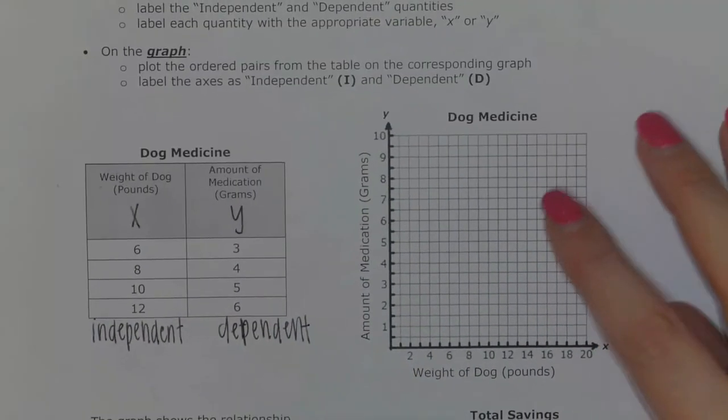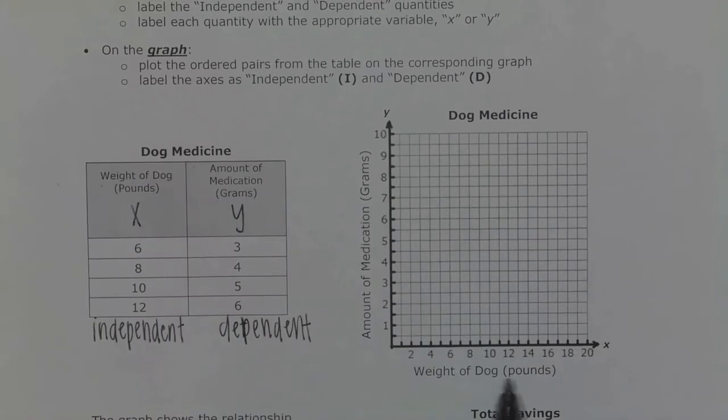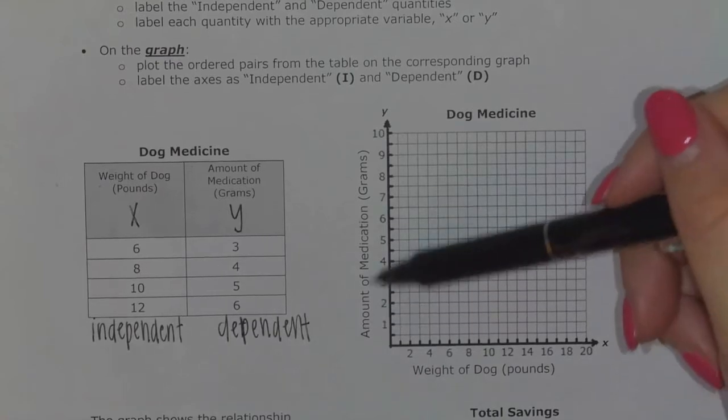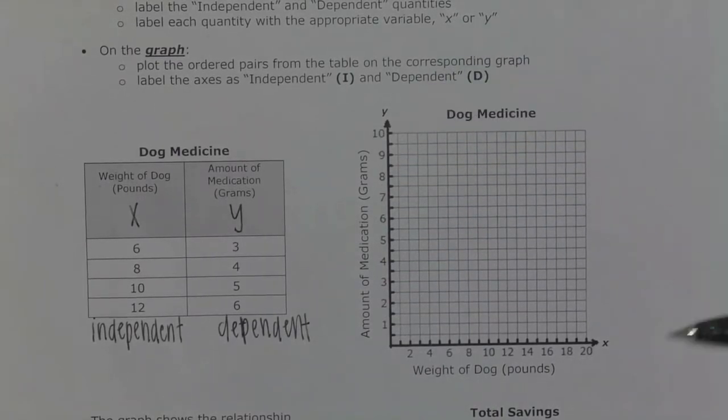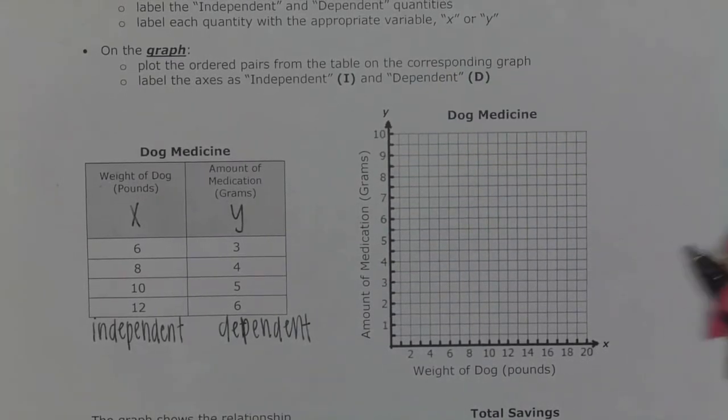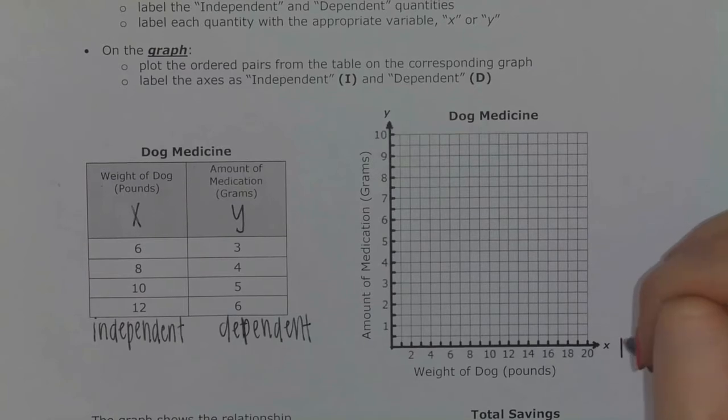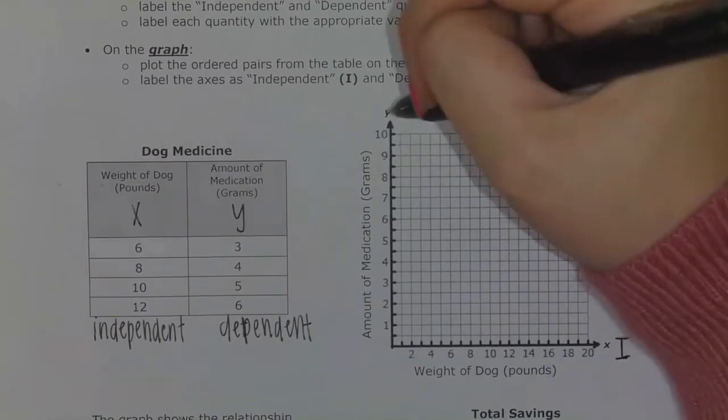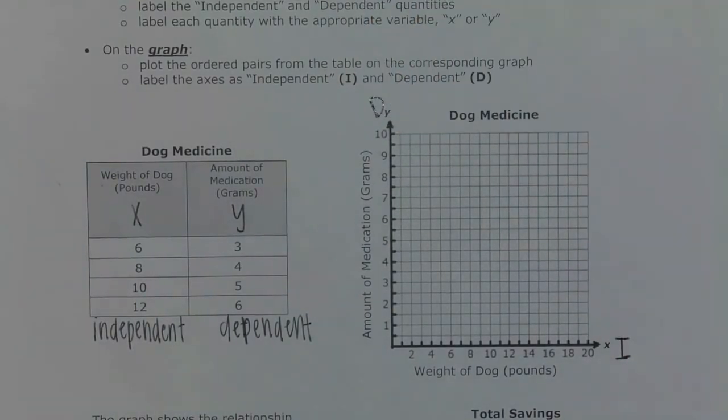Okay. If I look over here on my graph, they were actually so nice to already label our x and our y axis for us. So it looks like we've got it right. The weight of the dog is my x. The amount of medication is the y. Let's go ahead and label this as independent and dependent. So again, my x is the independent, my y is the dependent.